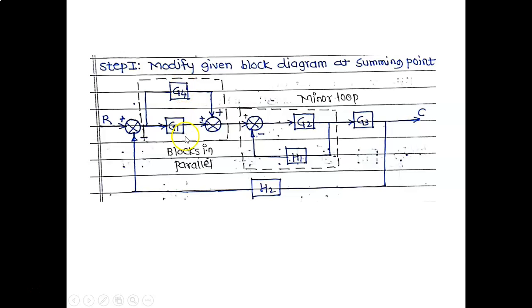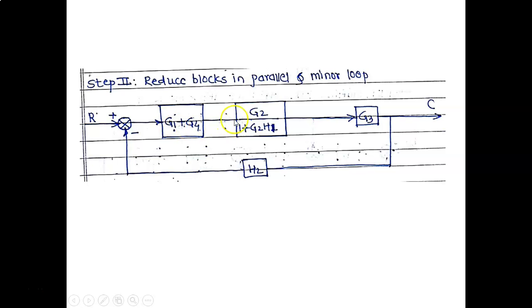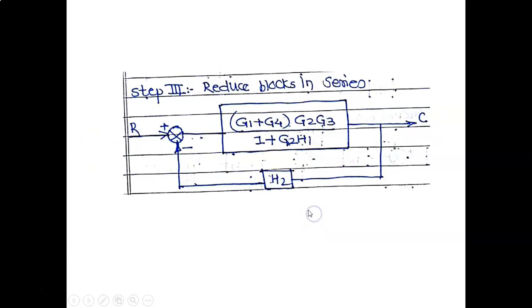Therefore these G1 G4 they are blocks in parallel and G2 H1 they are forming minor feedback loop by splitting. Therefore resultant block will be here G1 plus G4, here G2 divided by 1 plus G2 H1, and this is block G3. Now all these three blocks are in series, therefore they will get multiplied with each other. Therefore G1 G4 into G2 G3 divided by 1 plus G2 H1 into H2.